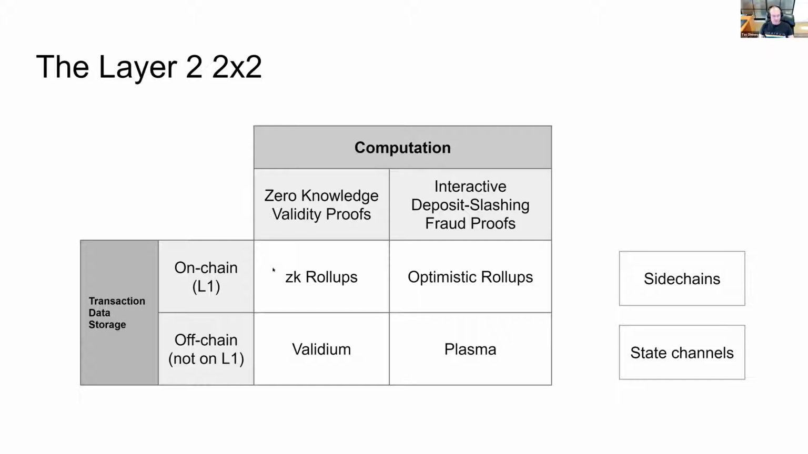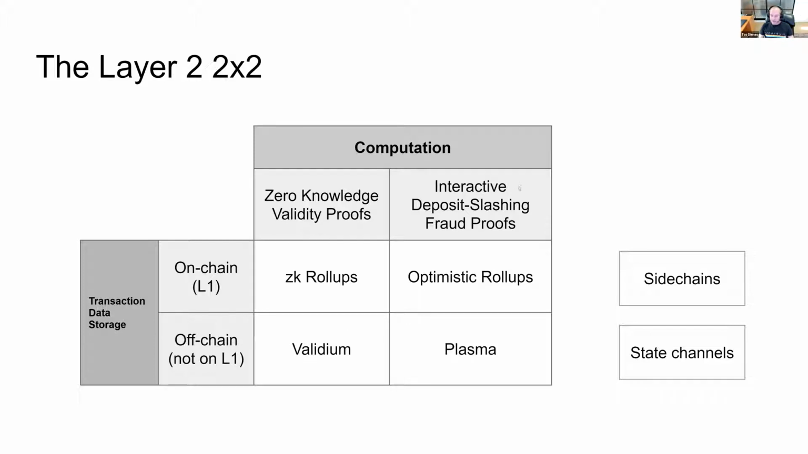So if we look at on-chain data, that is, all transaction data is written to layer 1, and zero knowledge validity proofs, we have ZK rollups. We'll get into them in more detail later, but ZK rollups use zero knowledge validity proofs to verify that transactions were computed correctly and the state is valid, and store all data on chain. If we do the same validity proofs, but store data off chain, we have Validium.